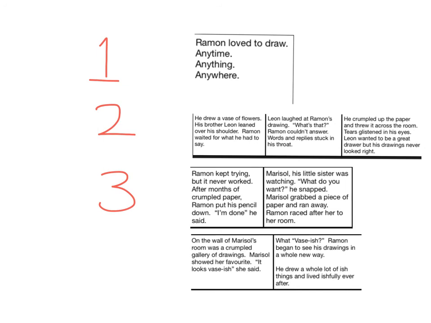And my final paragraph is going to be about what happened when he went into Marisol's room and he saw the gallery of drawings and how that inspired him to draw a whole lot of ish drawings and to see his art in a whole new way. Good luck today for sequencing your ideas from the story Ish into paragraphs. Remember to have your introduction, the body of the story, the main parts, and then the conclusion of what happened, how there was a happy ending at the end.